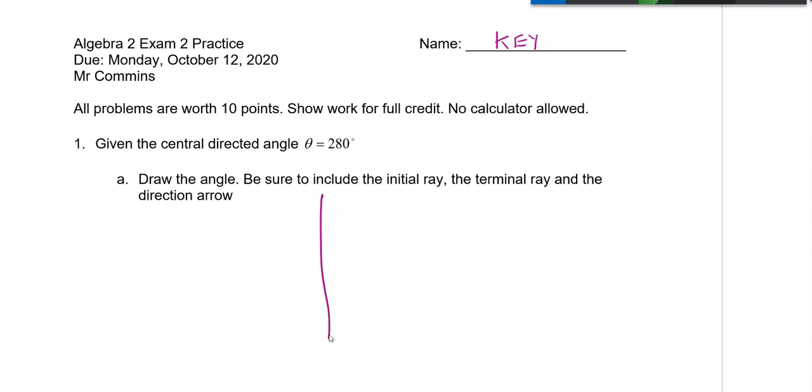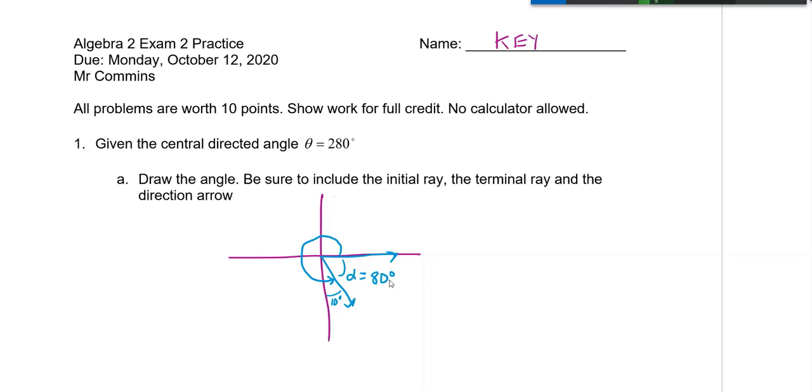The angle 280 degrees. Start with the initial ray. Positive direction: 90, 180, 270. About 10 more degrees gets us to 280. This little guy is 10 more degrees. The complement, which is the reference angle, is 80 degrees.